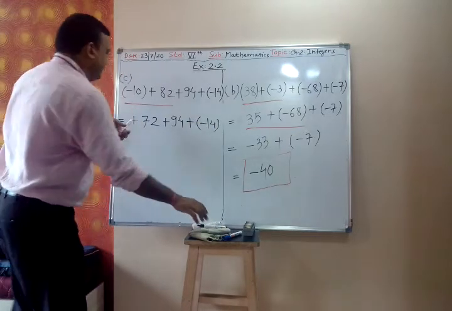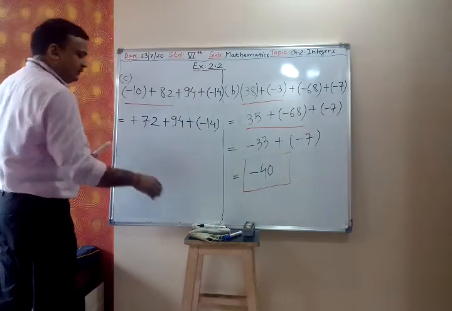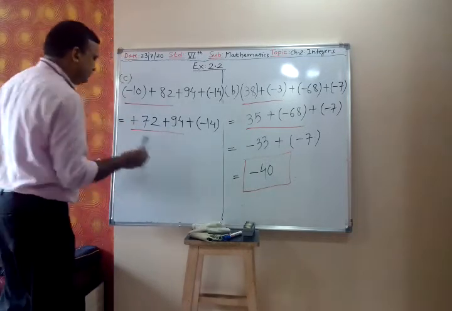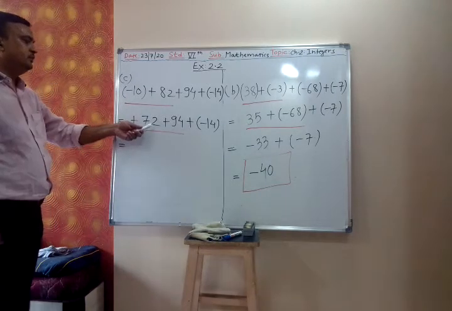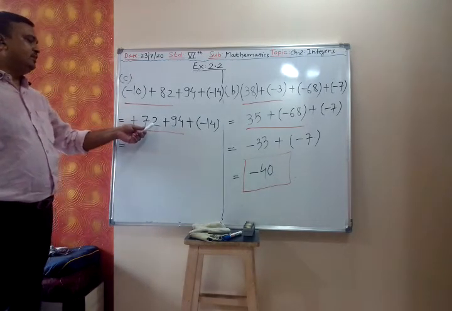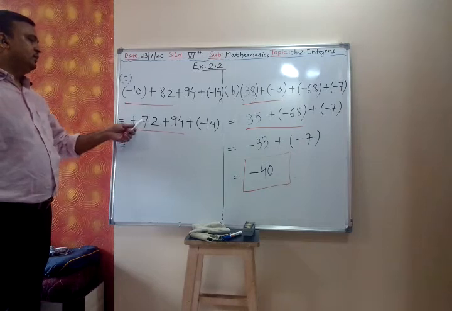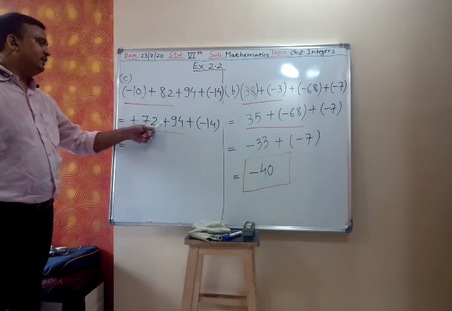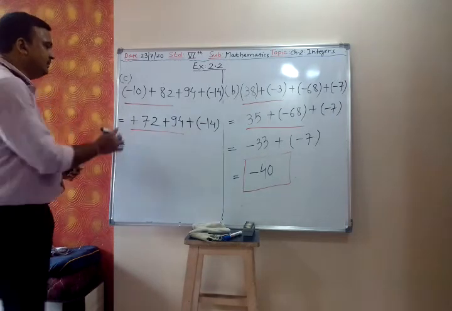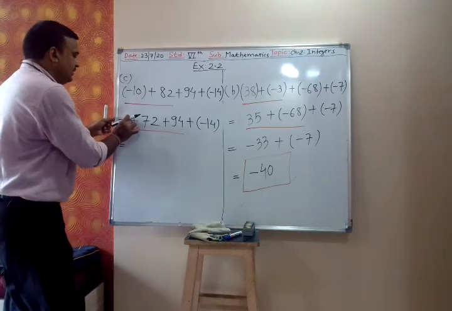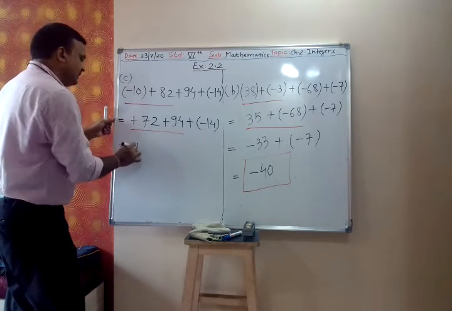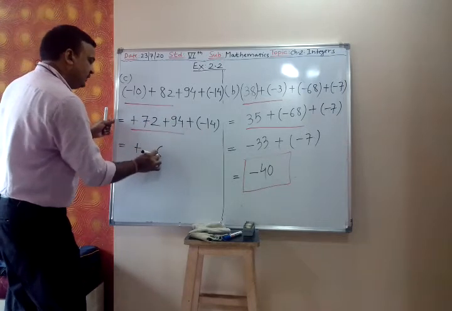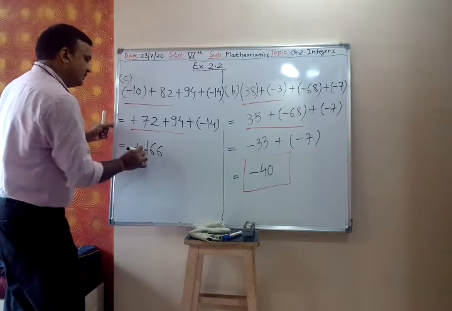I have subtracted. Now let us solve these two. Plus 72 and plus 94. What is sign of 72? Plus. What is sign of 94? Plus. Whenever there is same sign, we have to add the numbers. I will write the common sign as plus, and 72 plus 94 I have to add. 4 plus 2, 6. 9 plus 7, 16. So 166.